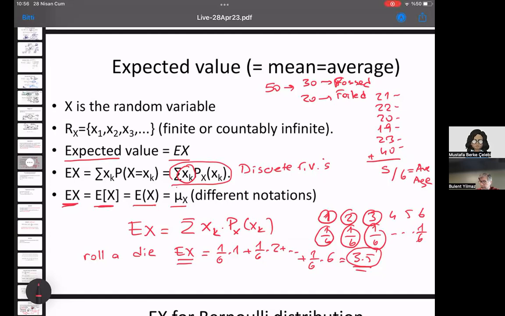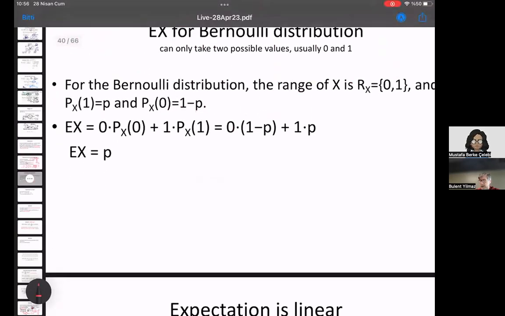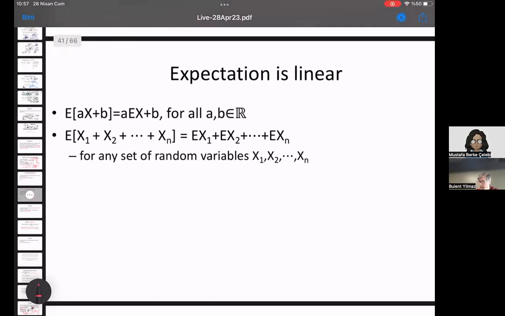Let's say pass is 1, fail is 0. What's the probability of pass? 3 over 5. What's the probability of fail? 2 over 5. How do I find the expected value? 1 times 3 over 5 plus 0 times 2 over 5, which is 3 over 5. So finding the expected value is highly easy. You may find it out for different distributions, and you have already covered them.